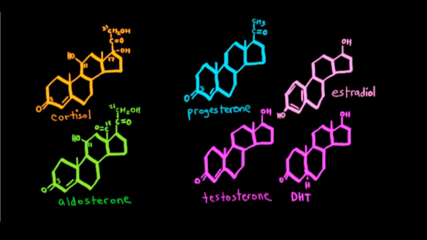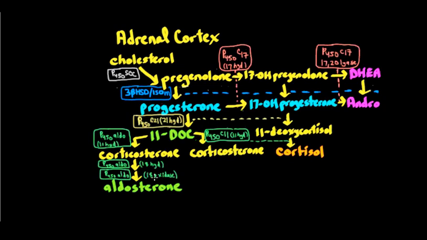Okay, and I also want to point out one other thing, just going back one last time to the steroid synthesis pathway. Keep in mind here that the 21-hydroxylase enzyme is found both in the glomerulosa and also in the synthesis of cortisol.